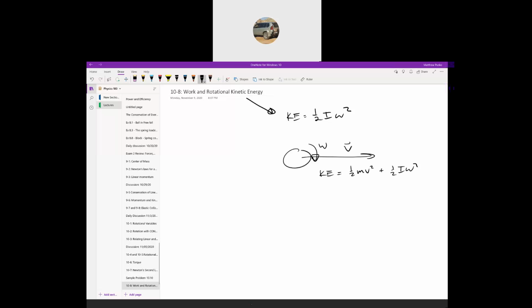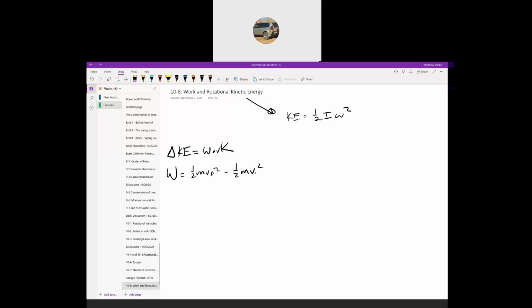Now we're going to make some analogs. So we said before that the change in kinetic energy was equal to the amount of work done. And we could say the work was equal to 1/2 mv final squared minus 1/2 mv initial squared, right? We also said that we could calculate this by taking an integral definition of F dx from x1 to x2. And for now, let's just talk about one dimension.